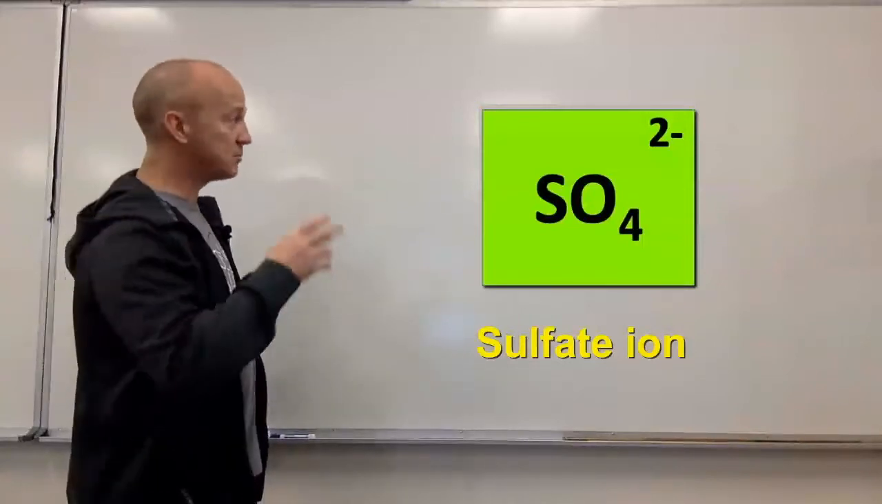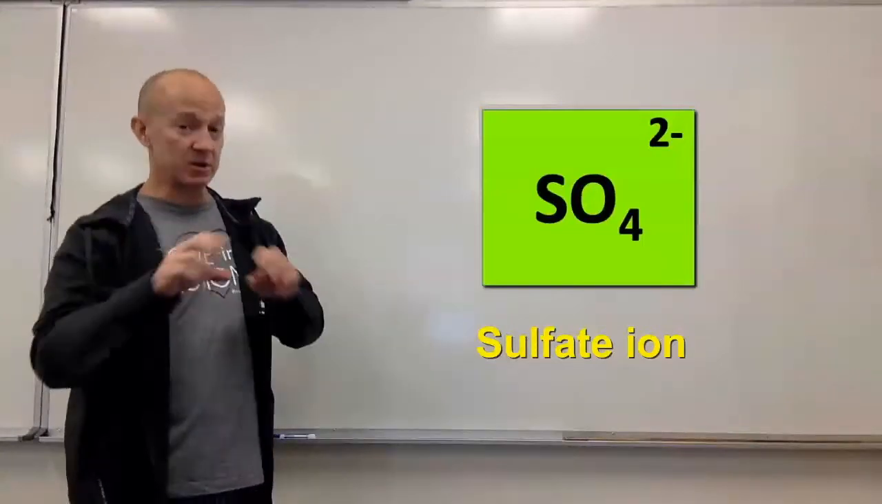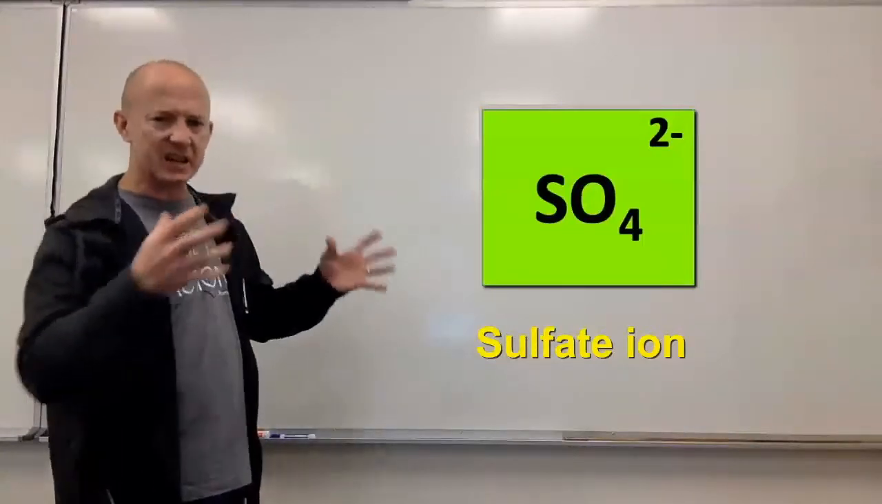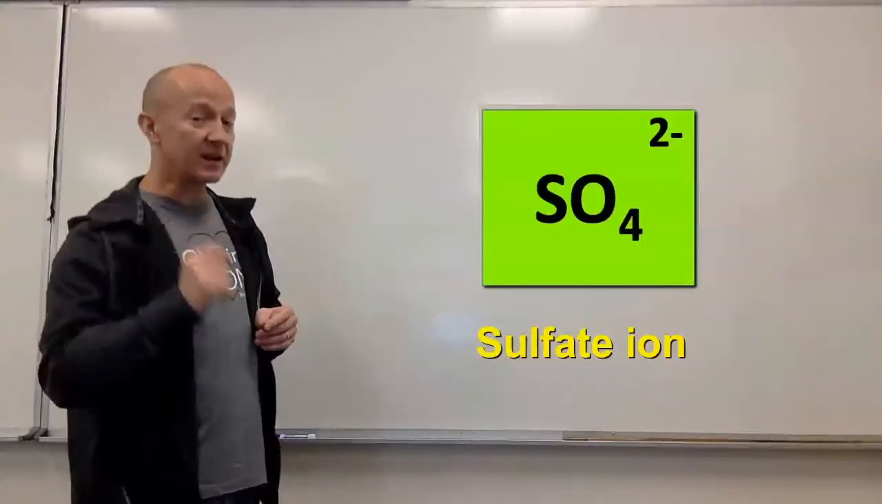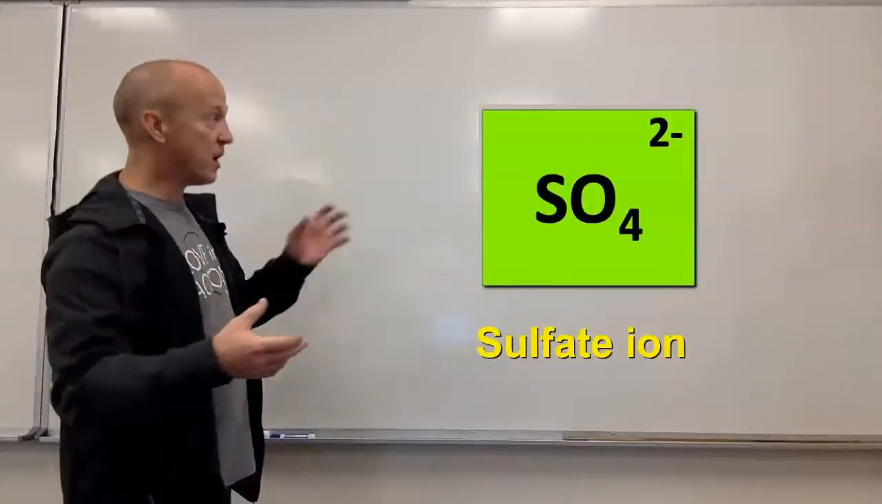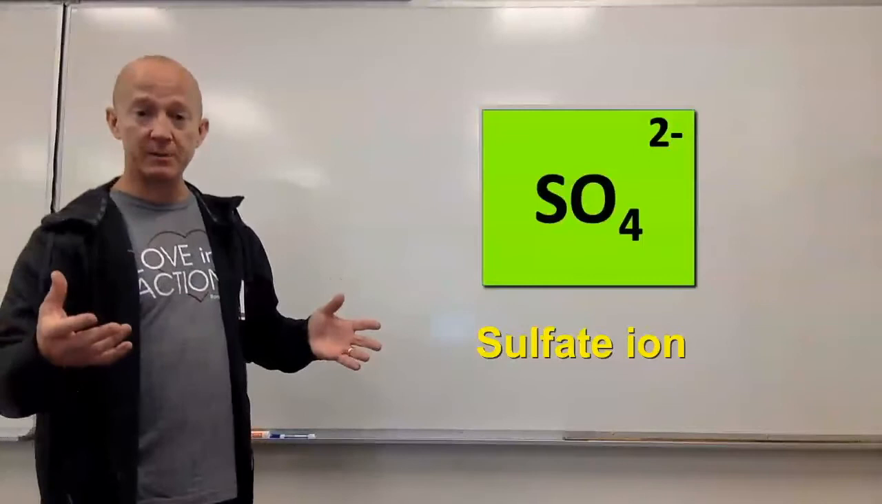Whenever you see one of these polyatomic ions, you treat it as a unit, and we don't try to break it apart. It's like a team, and we don't break up a team, and the whole team has a -2 charge. So we can take these polyatomic ions and put them together just like we did with the monatomic ions.